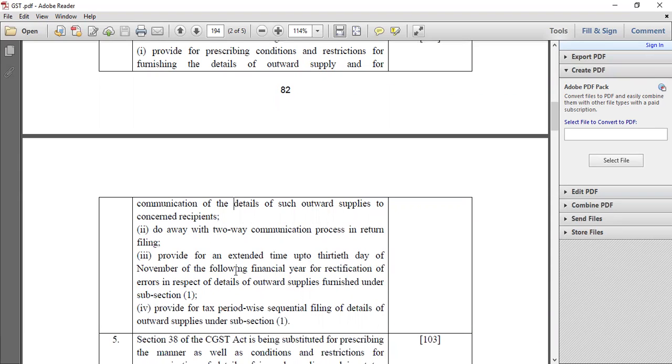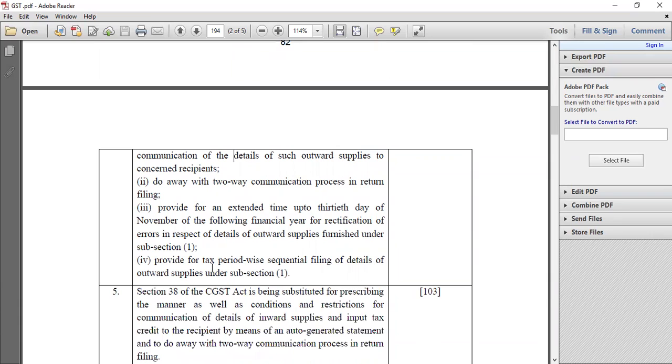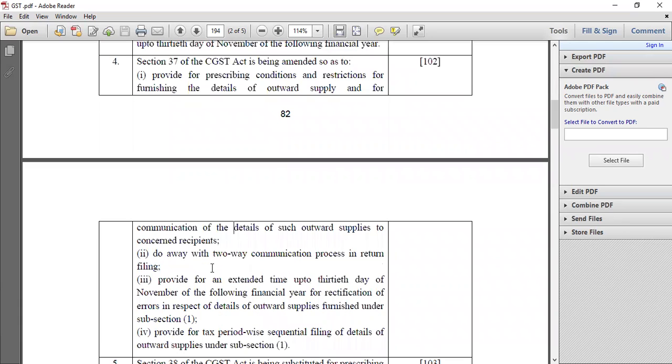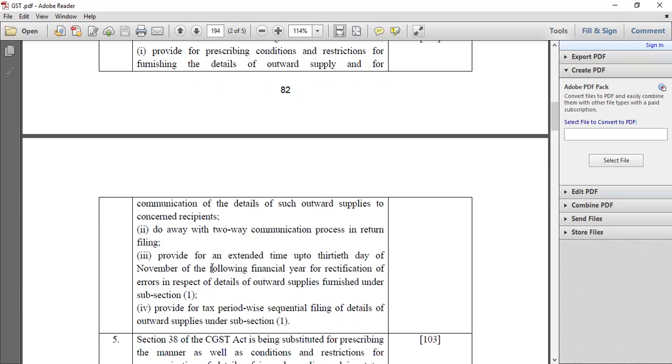For example, if the taxpayer has made any mistake in GSTR 1 for the financial year 2021, then the taxpayer can rectify the mistake within 30th November 2021. So that is the amendment in Section 37 of the CGST Act.